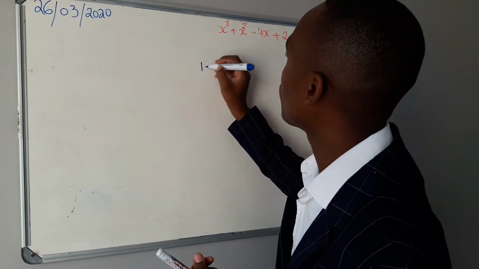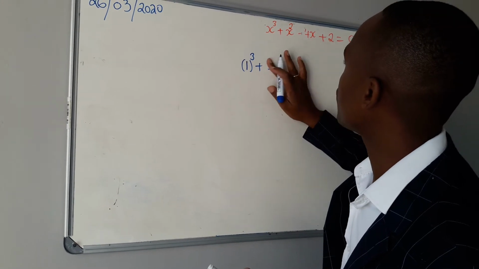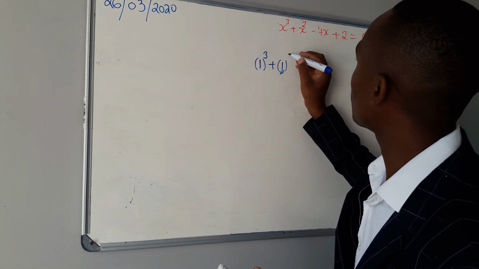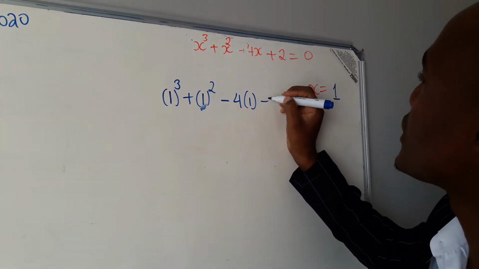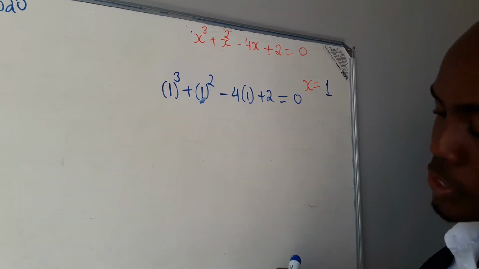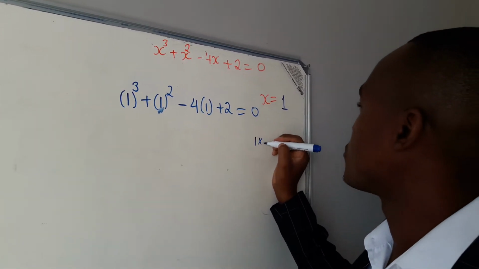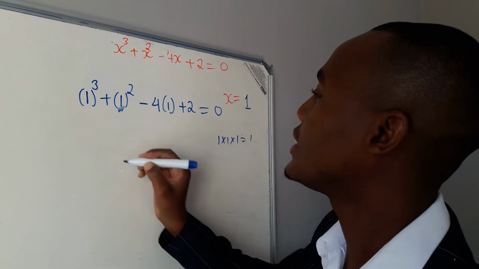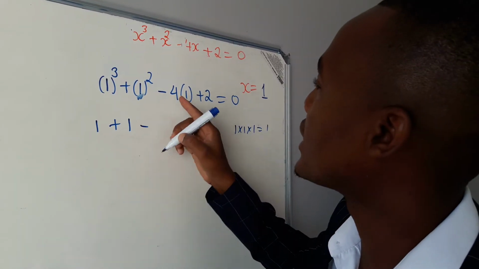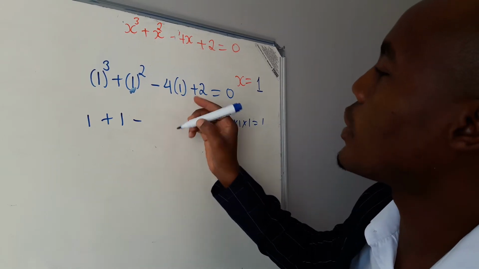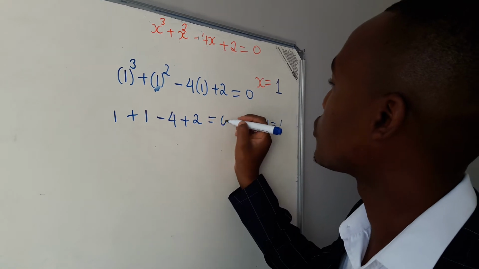So I'm going to do 1 cubed plus, instead of x, another 1 squared minus 4 times 1 plus 2, and let's see if it equals 0. So 1 cubed just means 1 times 1 times 1, which is just 1. Then plus 1 squared is just 1, minus 4 times 1 is negative 4, then plus 2. Okay, see if it equals 0.